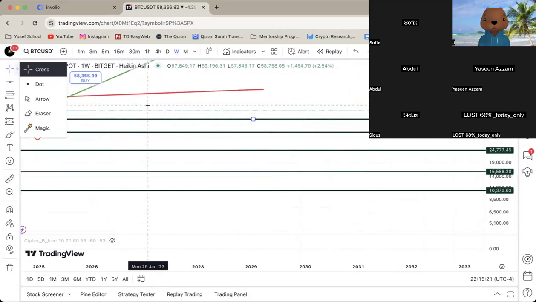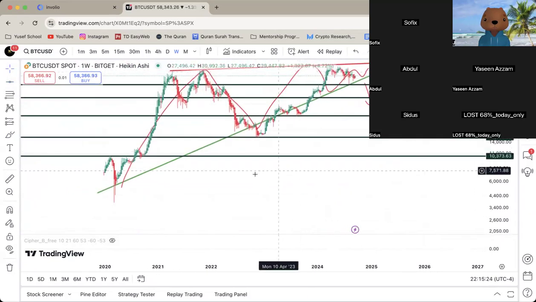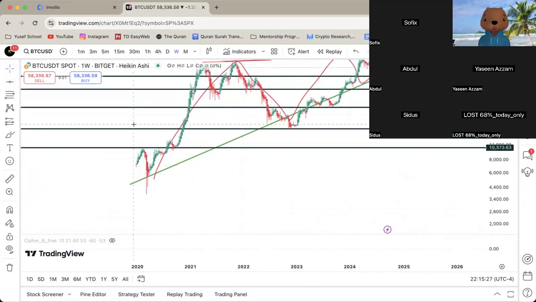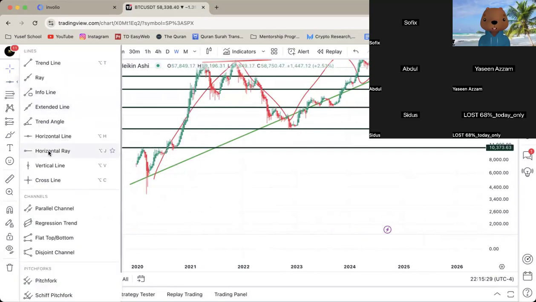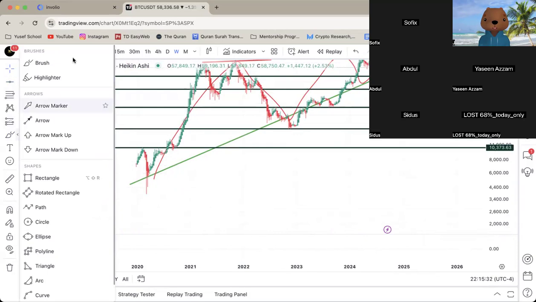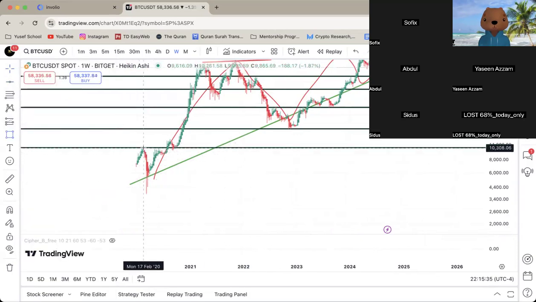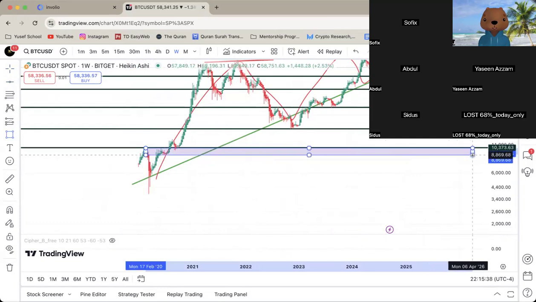The reason I'm doing the support there is because I'm trying to get the top of the boxes. Remember how we spoke about support boxes? A support box is essentially a zone that has a pullback and a consolidation on this level before it finds newer highs. And it hasn't crossed those lows yet. That's what makes a support box.